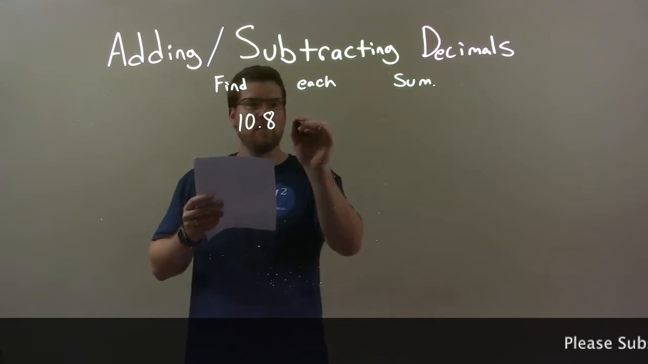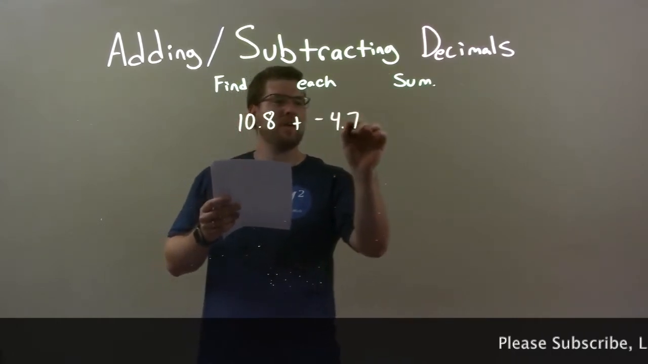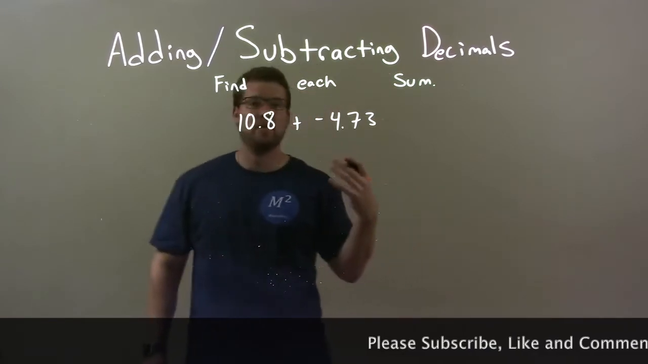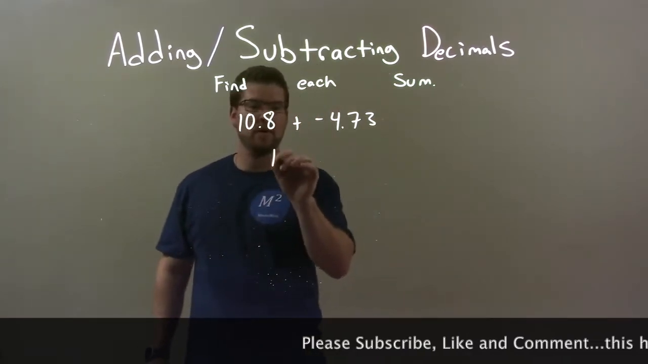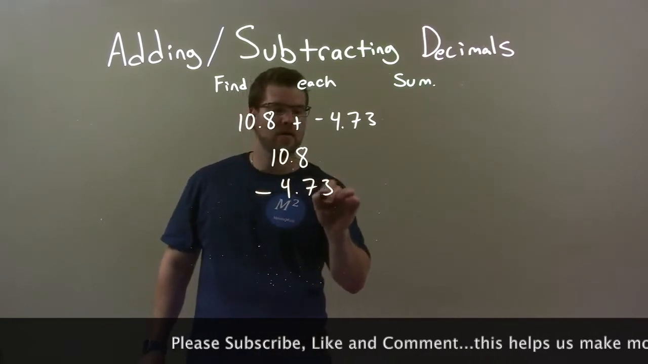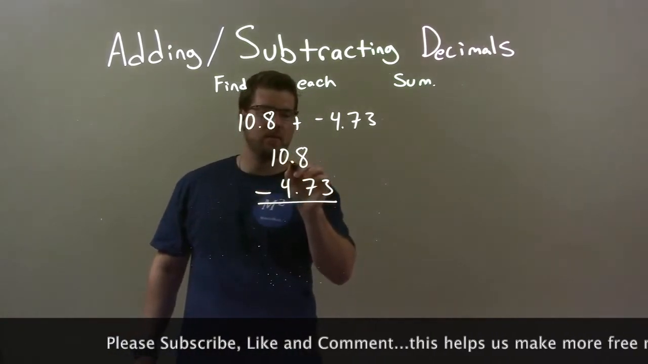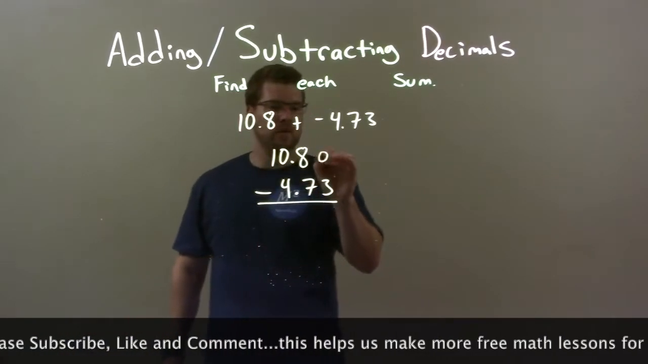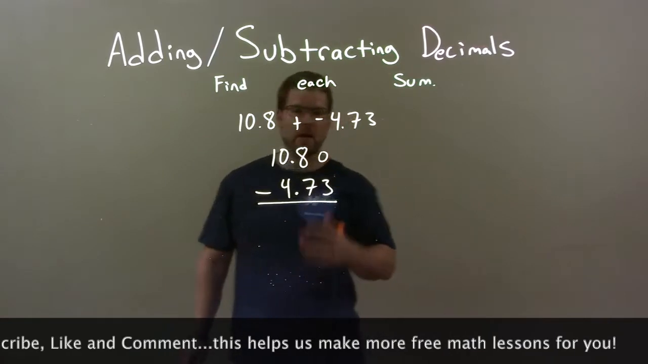10.8 plus a negative 4.73. Okay? Well, since adding a negative is the same thing as subtraction, I can write the problem like this: 10.8 minus 4.73. And the key is to make sure the decimal places are lined up. So there's an imaginary 0 right there. Okay, we're going to put that there. And now we've got to subtract it.